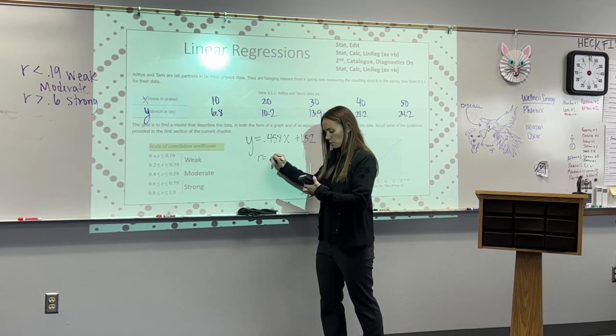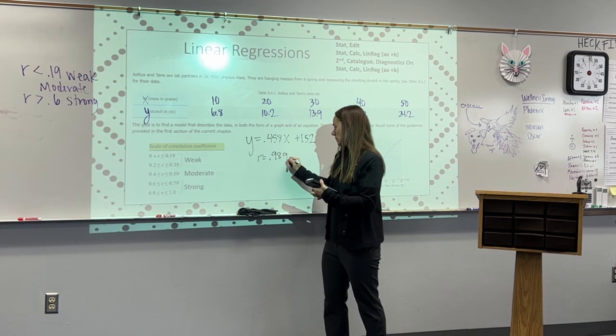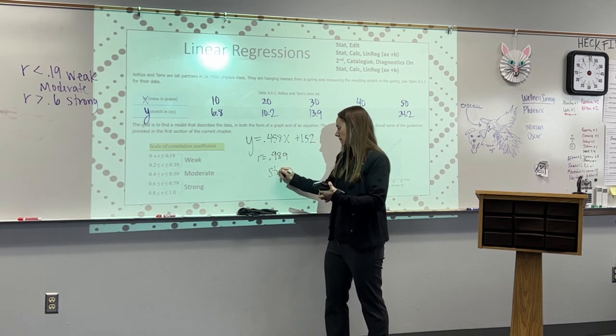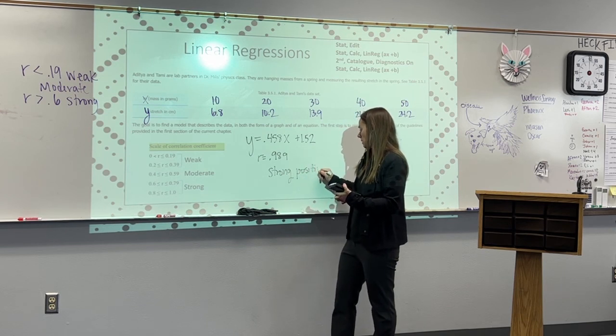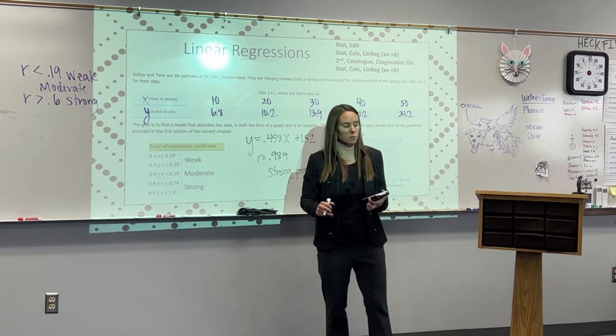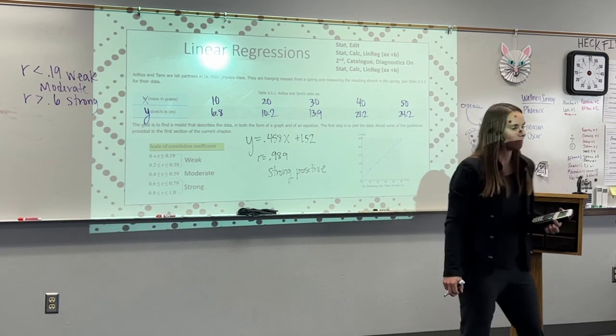And I got an R equals 0.989, which means this is gonna be strong and positive. Yep, doesn't matter the order that you say that. And congratulations, we are done with the material for Math 152.